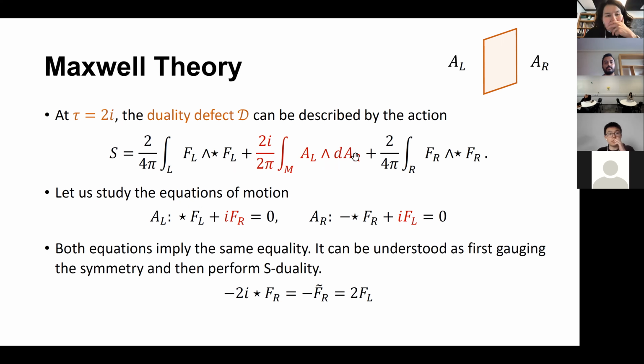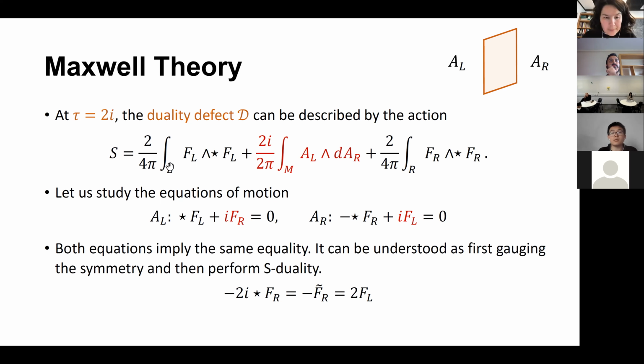The reason why this describes duality defects can be seen by looking at the equations of motion. So let's analyze the equations of motion. Let's vary this whole action with respect to A_L. When I vary with respect to A_L, I will get terms that only live on the domain wall, or only live on the duality defect. And this is given by i times F_R, which is the field strength of A_R.